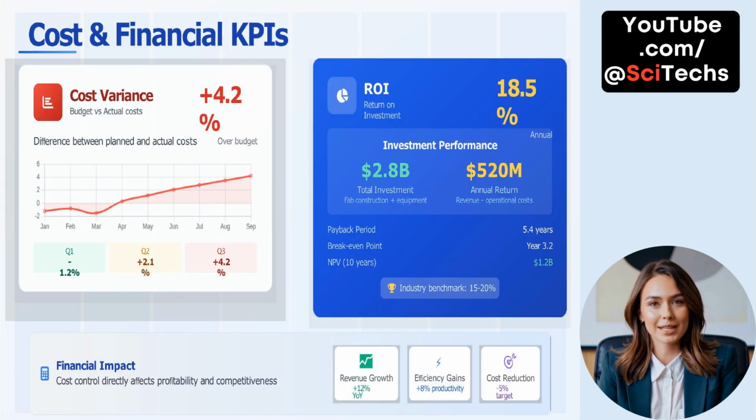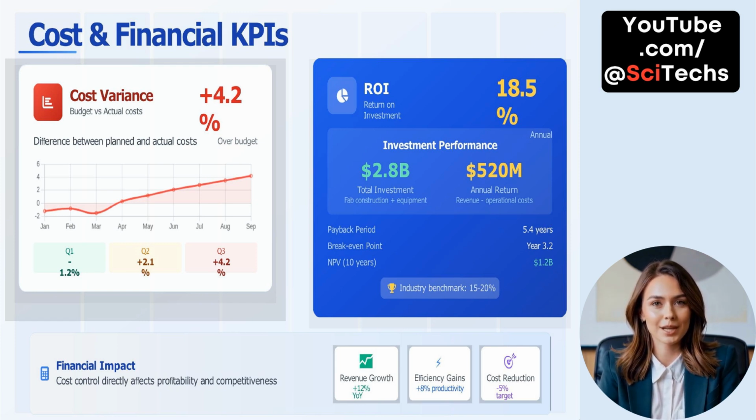Cost and financial KPIs. Cost variance shows the gap between planned and actual spending. The current variance is plus 4.2%, meaning costs have exceeded the budget by this margin. While Q1 was favorable at 1.2%, indicating underspending, Q2 shifted to plus 2.1%, and Q3 rose further to plus 4.2%. This upward trend suggests a pattern of escalating costs that must be addressed. Persistent variance can reduce profit margins and erode financial flexibility, making budget adherence a key operational priority.